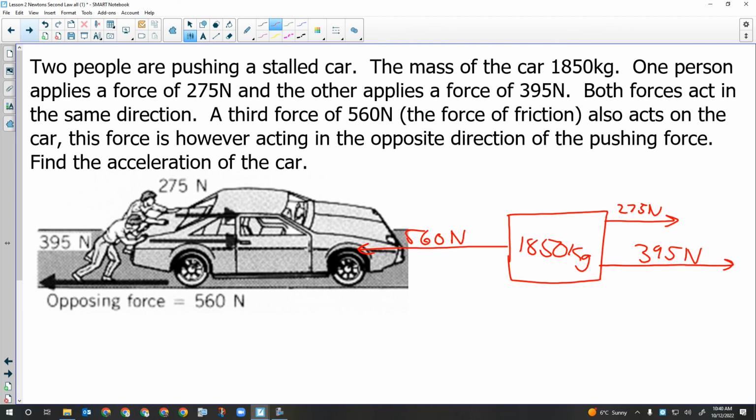So, if I want to find the acceleration, okay, that means I'm going to need the net force and the mass. Well, I have the mass. It's 1,850 kilograms. What I don't have is the net force. How do I get it? Add all the vectors together. It's the vector sum of all forces. So I'm going to have 275 plus 395 minus 560. Okay, that comes out to 110 newtons, yeah?